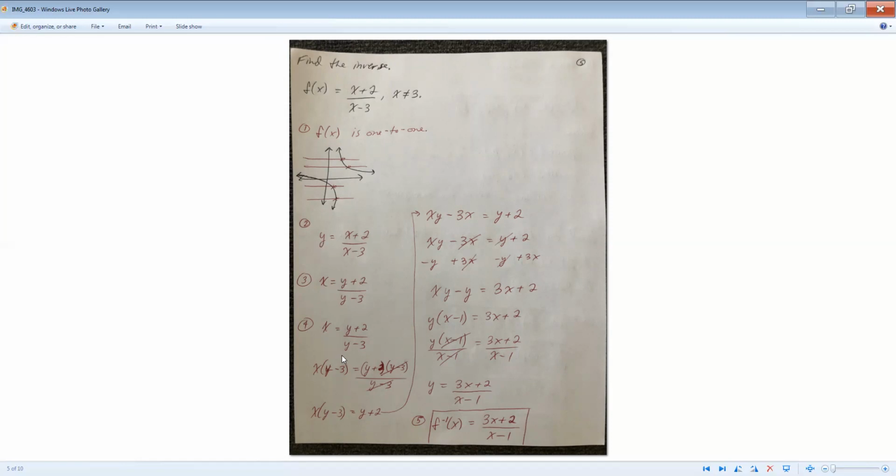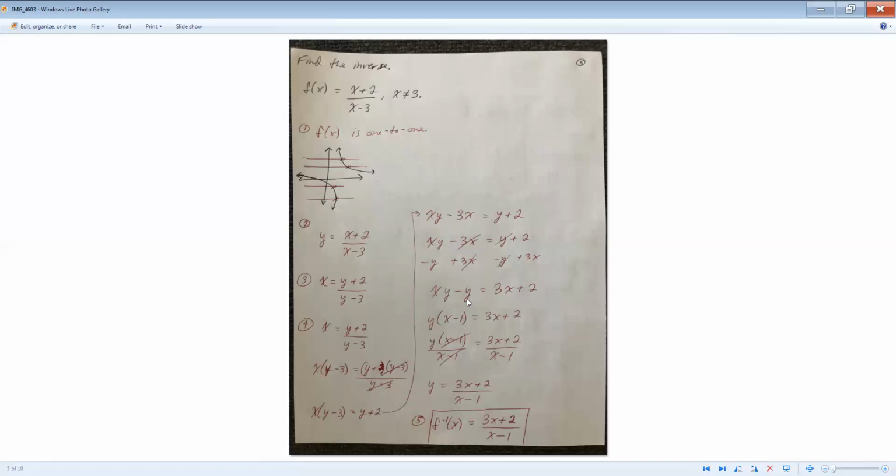Now we want to solve for y. So we're going to multiply both sides by y minus 3 to get the y out of your denominator. That quantity of y minus 3 cancels on the right. On the left, we have x times y minus 3. So distribute the x. That'll be xy minus 3x equal to y plus 2. So now what we want is to get all of our terms with y on one side, all of our terms without y to the other side, since we have more than one term that involves y. So we'll add 3x to both sides and subtract y from both sides. That will leave me with xy minus y equal to 3x plus 2.